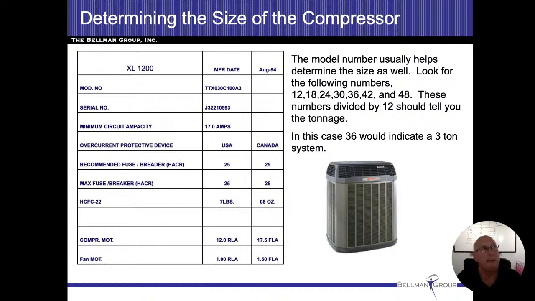So this data plate is telling me when it starts up, it should be somewhere around 17 and a half amps. After it's running, it should be running at somewhere around 12 amps. I take that plus the fan motor RLA, that gives me 13.